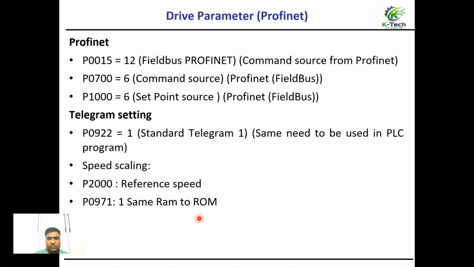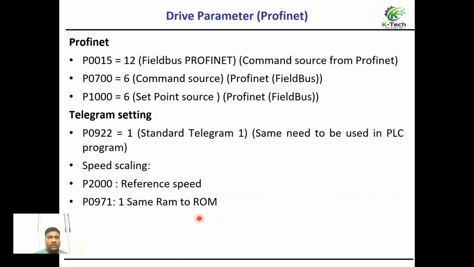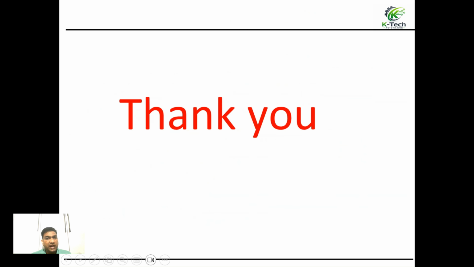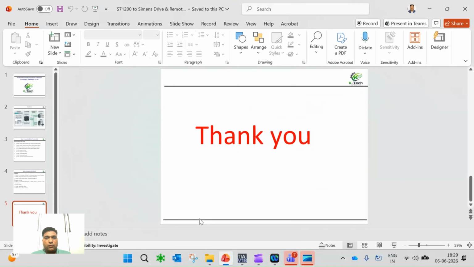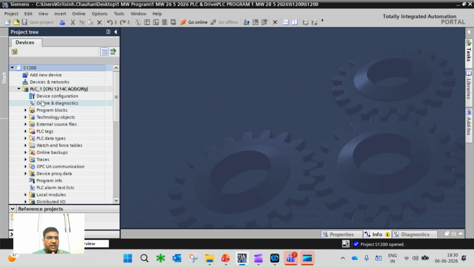So these are the only parameters we need to set in our drive. What is the next part? The next part is our configuration. I have a PLC project open, so whatever settings are there, I will be deleting them here. Otherwise, a new project will take more time, so it is better to delete this one.